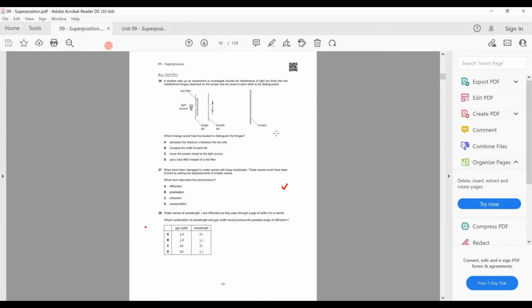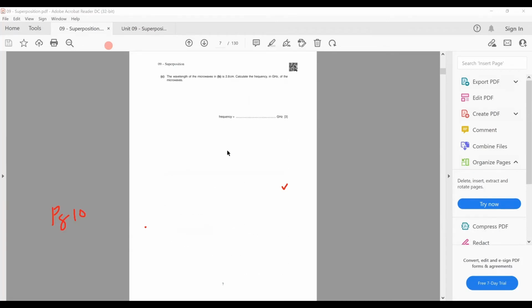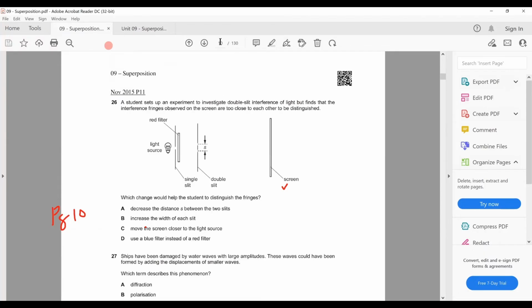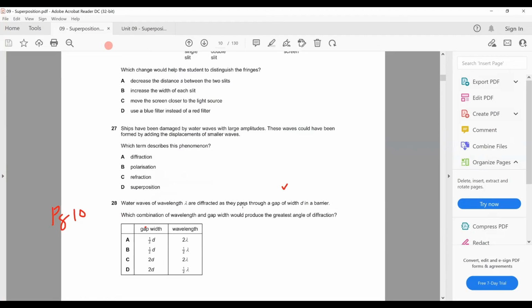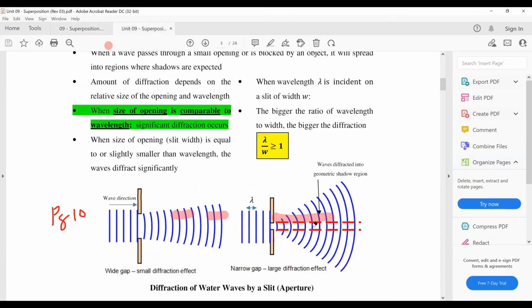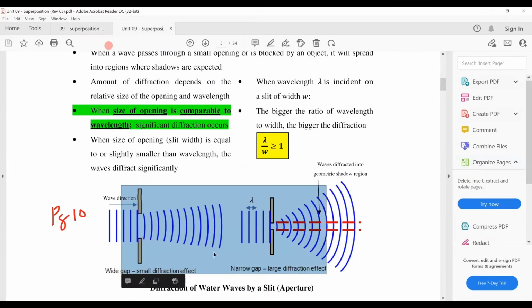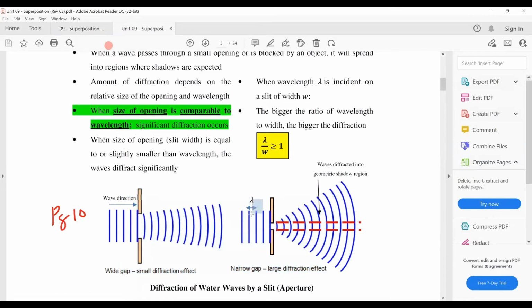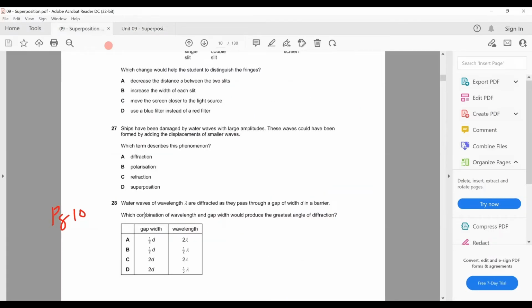I can't do much example today, but I can give you some. Just look at page 10 under question 28. Question 28: water waves of wavelength lambda are diffracted as they pass through a gap of width d in a barrier. Which combination of wavelength and gap width will produce the greatest angle of diffraction, or rather the greatest amount of diffraction? Just now, as I mentioned, when you want to see whether you're going to have significant diffraction or not, you can always look at the diagram and compare the wavelength size with the gap size. But if they don't give you a diagram, you have to use an equation to calculate, which is this one. So this question is one of those questions.